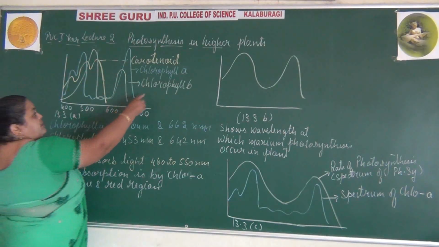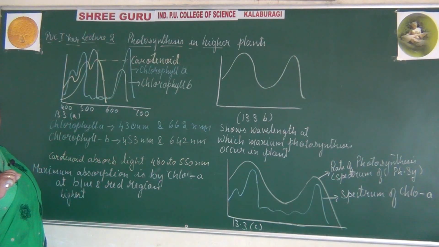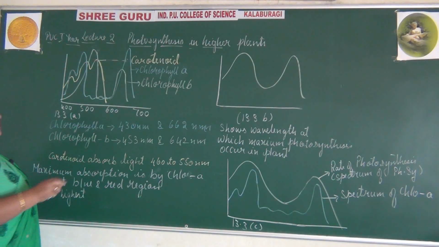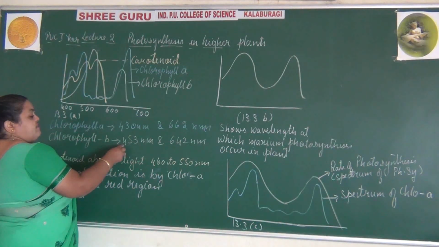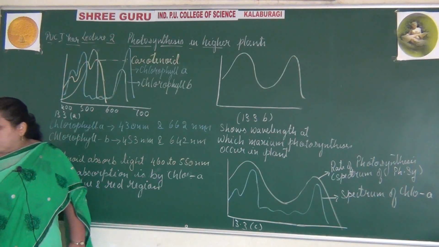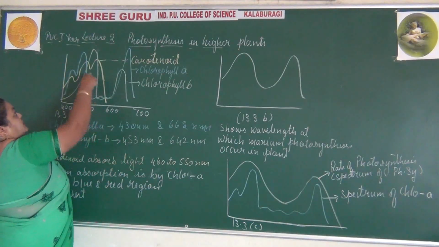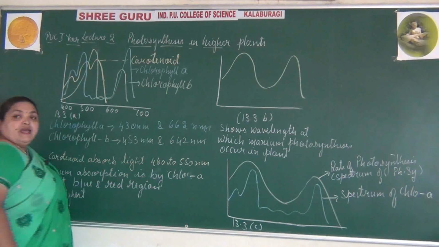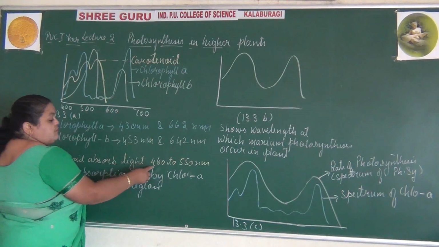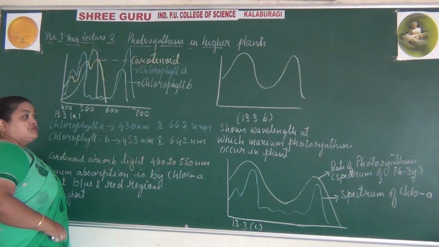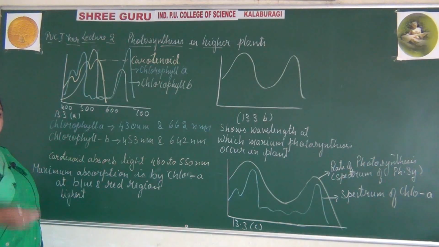Then chlorophyll B. The rate of photosynthesis for chlorophyll B peaks at its highest level at the wavelengths of absorption from 453 and 642 nm, while the carotenoids absorb the wavelength of light that is 460 to 550 nm. So this graph indicates that the three pigments absorb according to those wavelengths of light.